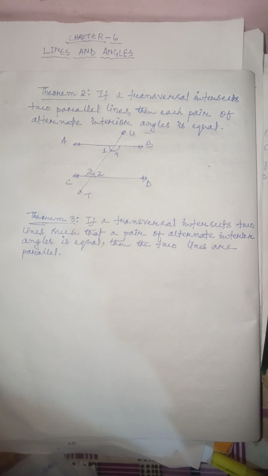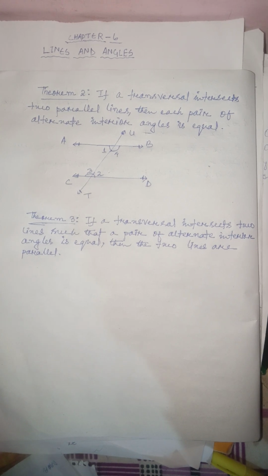Today, I'll be explaining Theorem 2 and Theorem 3, Chapter 6, Lines and Angles. The first theorem that we have today is: if a transversal intersects two parallel lines, then each pair of alternate interior angles is equal. This is the first theorem that we have today.